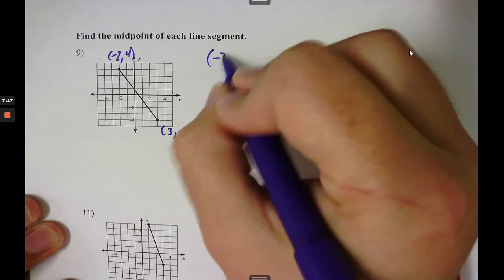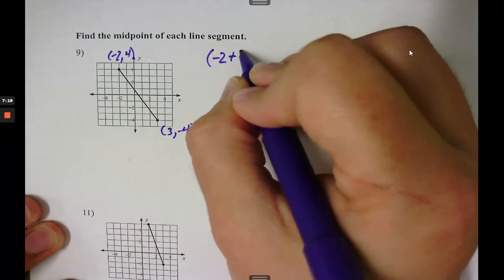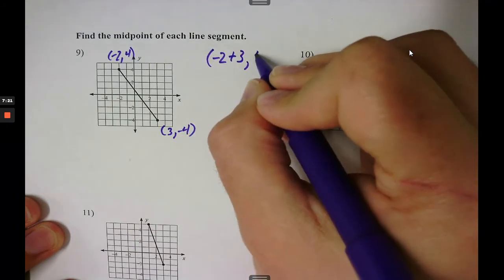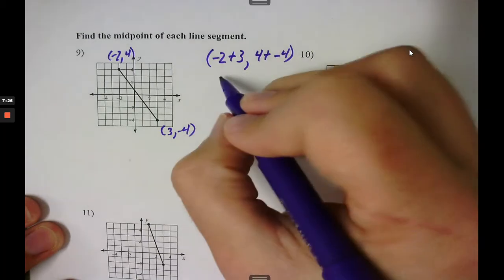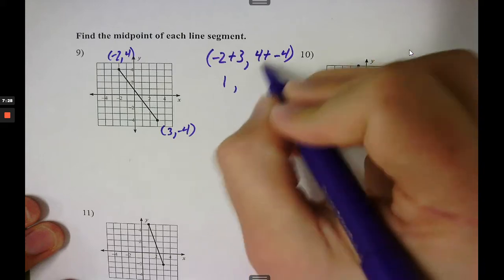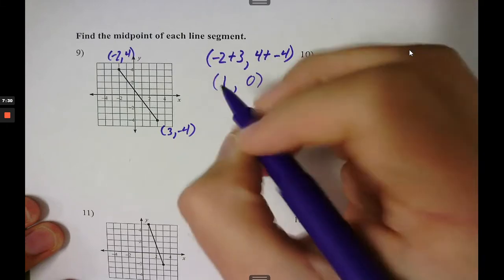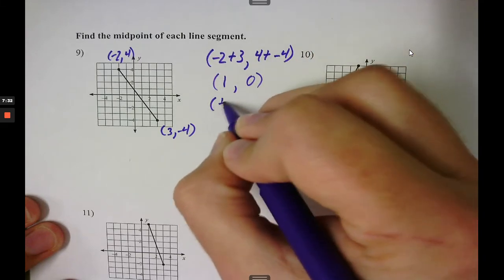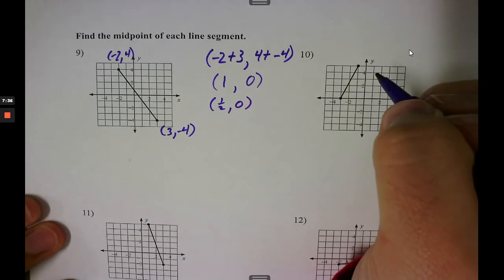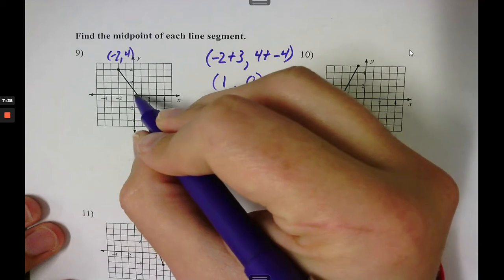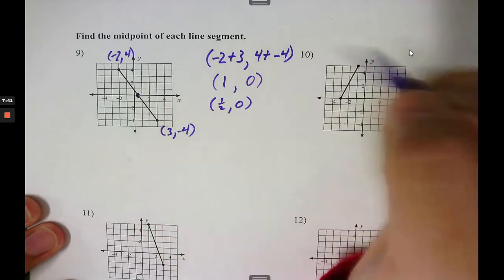Okay, and then I'm going to do the same thing I did before. I'm going to do negative 2 plus 3 and 4 plus negative 4. Okay, and then that's going to be positive 1, that's going to be 0, and then I'm going to do half of each of those. So that's 1/2, 0. Okay, 0 divided by 2 is 0. So that means that the midpoint is 1/2, 0.